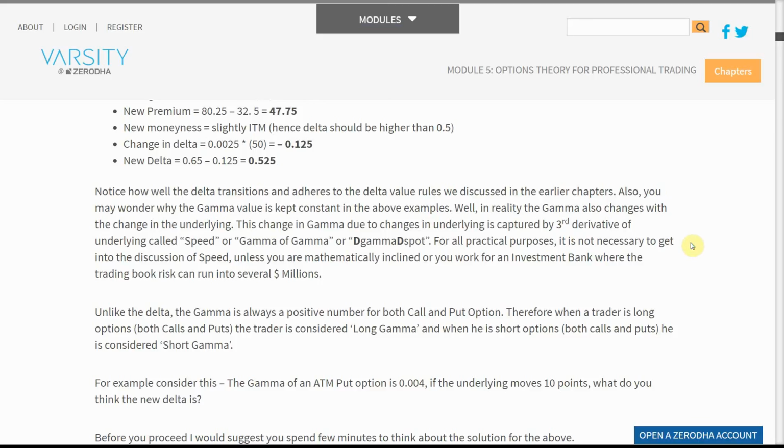Unlike the delta, the gamma is always a positive number for both call and put option. Therefore, when a trader is long options, both calls and puts, the trader is considered long gamma. And when he is short options, both calls and puts, he is considered short gamma.